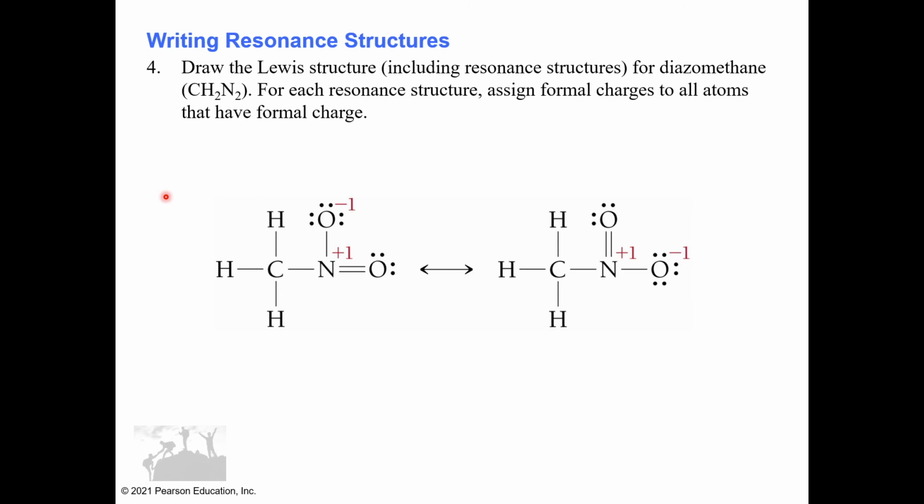Now, which one contributes to the resonance hybrid more? The answer is neither. Both contribute to the hybrid equally. Why? Because if you take a look at nitrogen, it has a formal charge of +1 in both resonance structures. And for the oxygen having the other formal charge of -1, you'll see that formal charge on the left-hand side and on the right-hand side. So these are both equal.